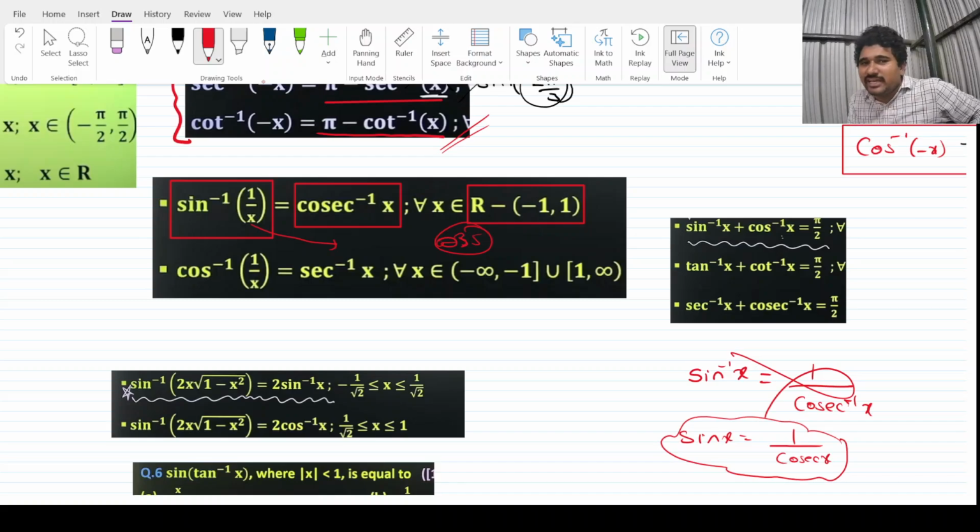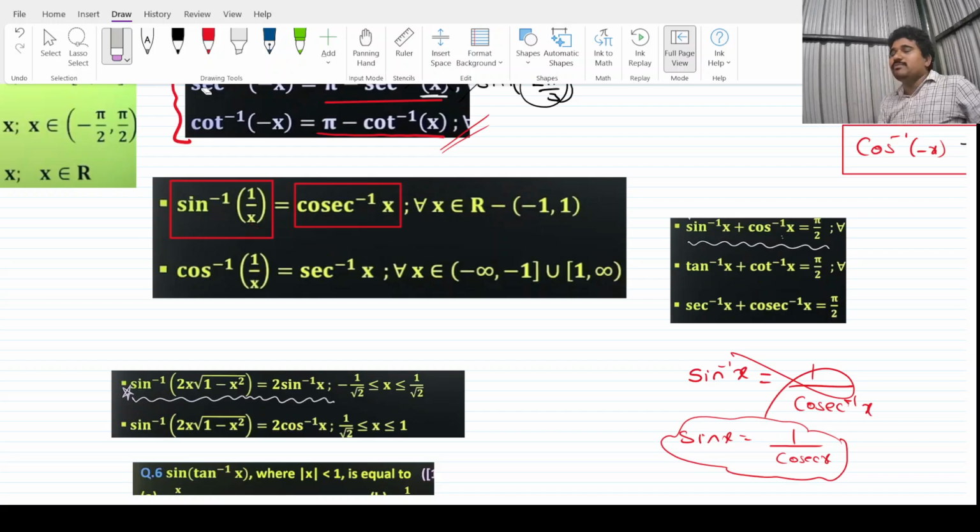Acceptable. That's why the x value will be from minus infinity to plus infinity, all of R. But what should not come is outside -1 to 1. Clear that thing now? So keep this in mind. More than this, this property is important. Sin inverse 1 by x can be written as cosecant inverse x. Then cos inverse 1 by x is secant inverse x. Understood?